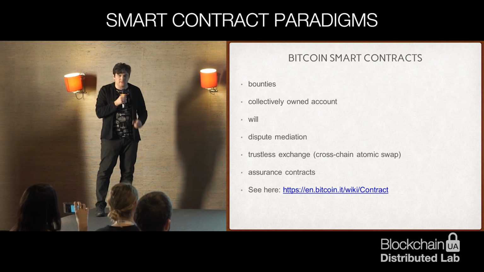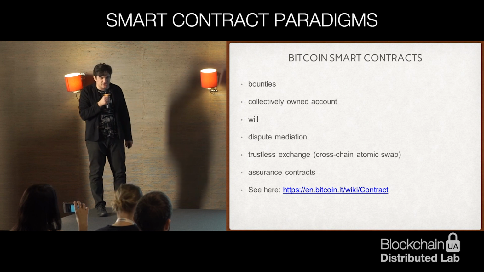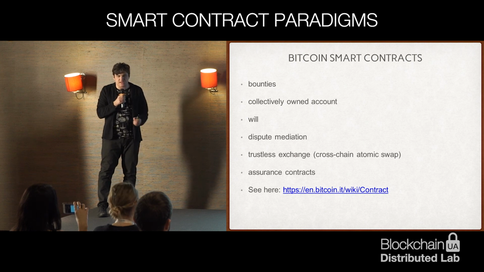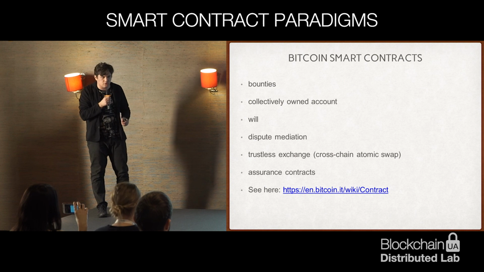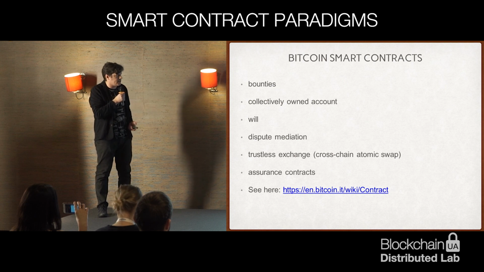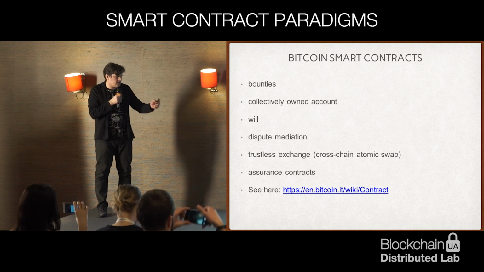For example, you can define a bounty, which is paid to somebody who found a hash collision. To do this, you have a script which takes two values, hashes them, and checks if the hashes are the same, and then it unlocks the coin. Basically, you can create a bounty for cryptographic research. You can also do many other things, like you can have a will or dispute mediation on the chain. You can do a trustless exchange using cross-chain atomic swaps, assurance contracts, and so on. There is a list in a wiki.